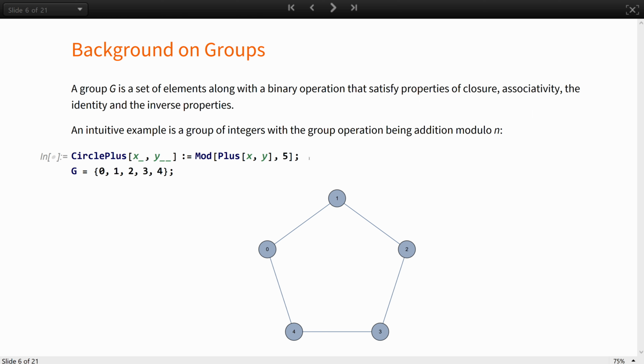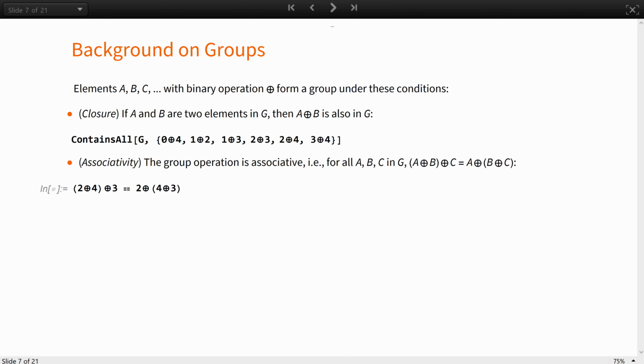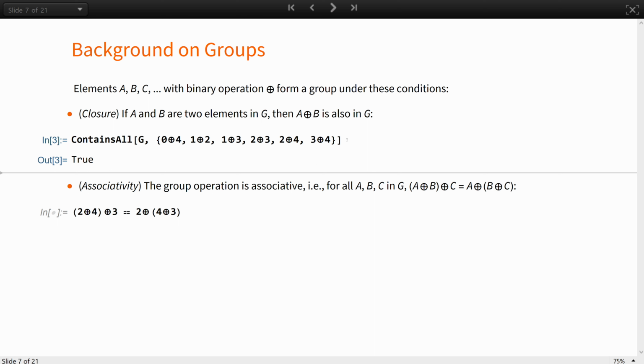Let's use as an example a group with 5 elements ranging from 0 to 4 and the operation ⊕ being addition modulo 5. Elements A, B, and C with binary operation ⊕ form a group under these conditions. First is closure. If A and B are 2 elements in G, then the result of addition of A to B should also be an element of G. You can see that closure is satisfied for the elements of our example group. That is, the group contains all the results of addition of any pair of elements.